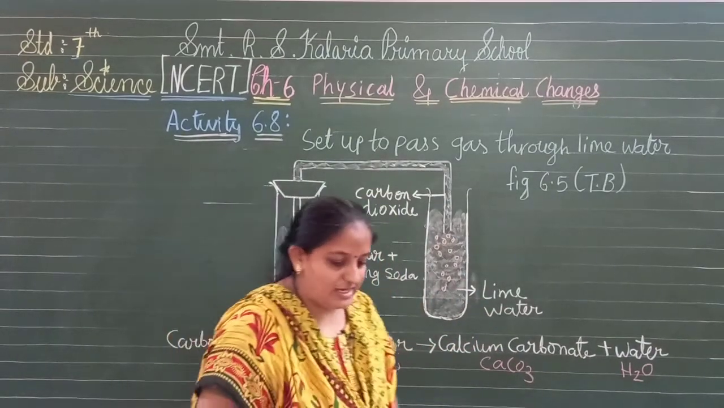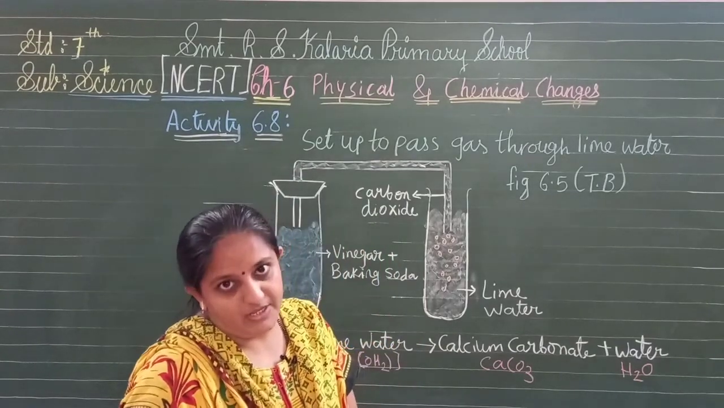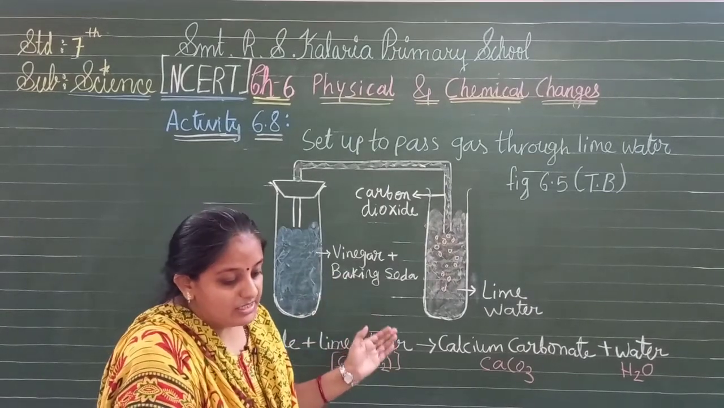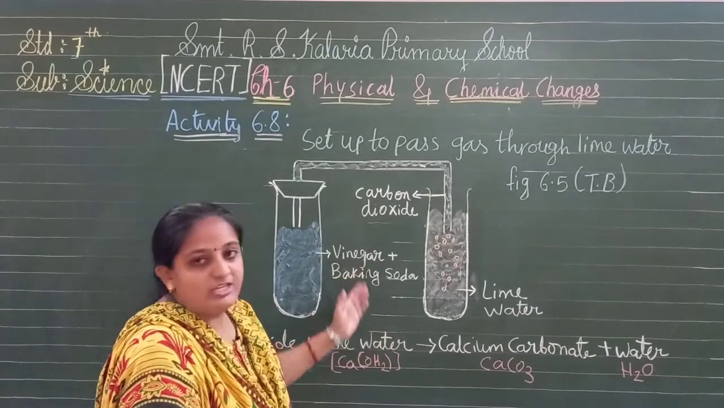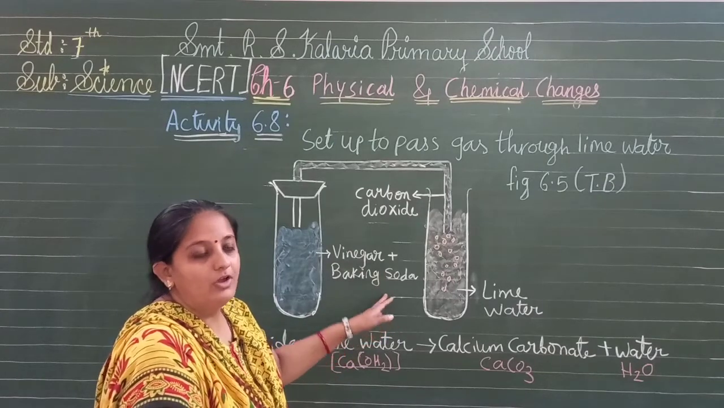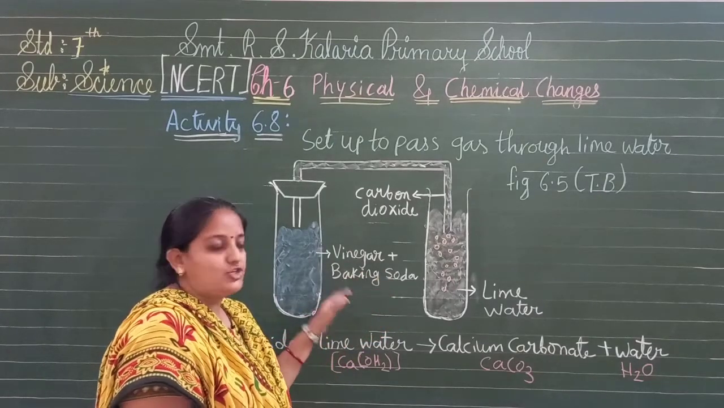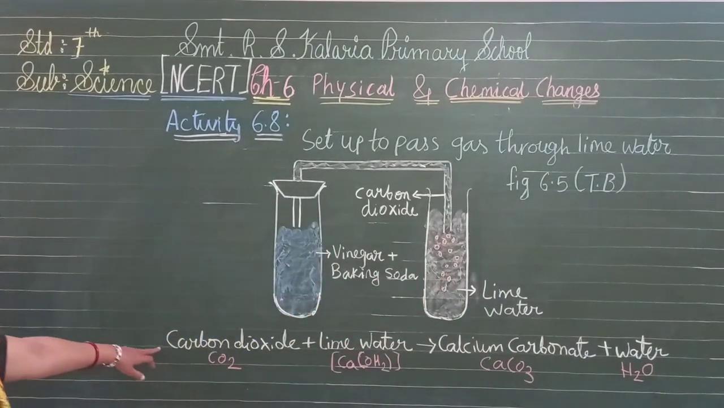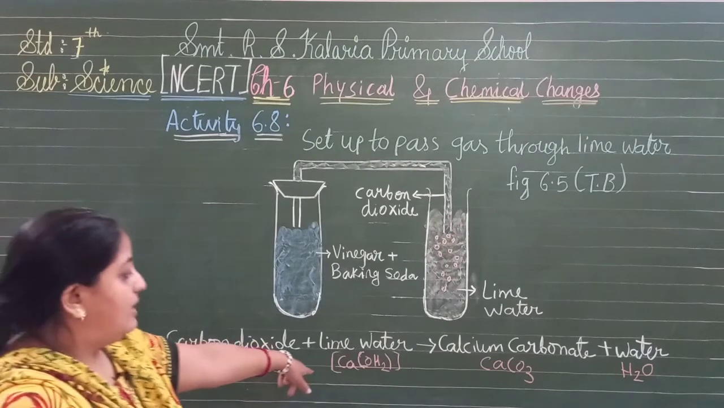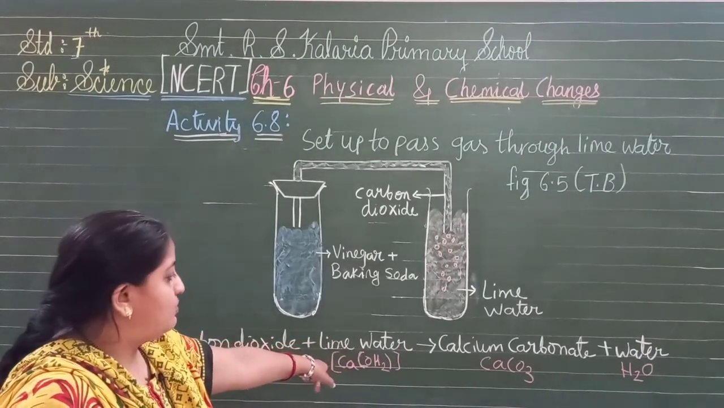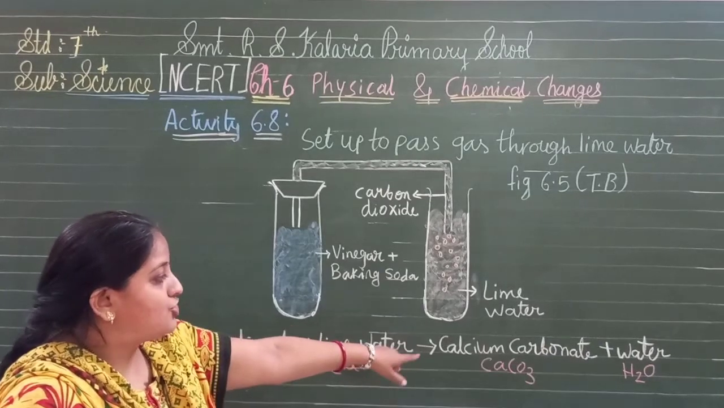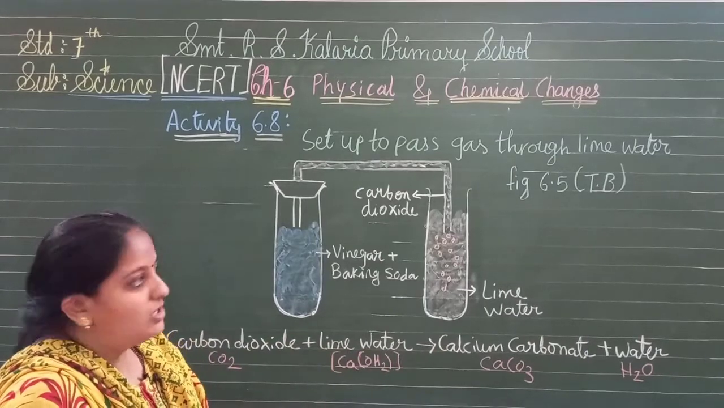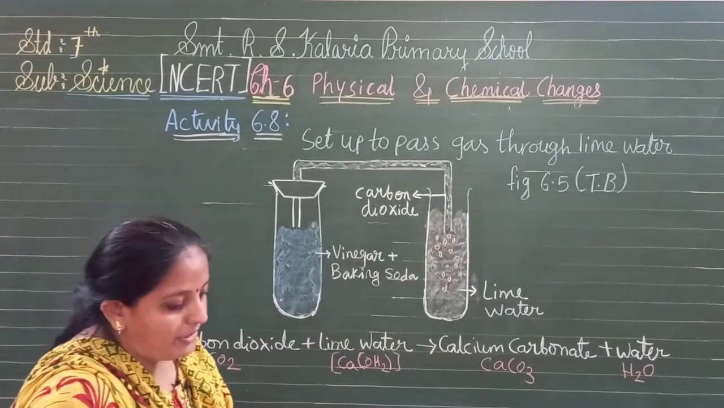So we understand that the change occurring on mixing vinegar and baking soda, which react with each other, is also known as a chemical reaction, or we can say a chemical change. Due to this the lime water turns milky. And this is the equation: carbon dioxide plus lime water, that is Ca(OH)2 mixed with water, gives a new substance, calcium carbonate CaCO3, with H2O. So this is about the activity 6.5.